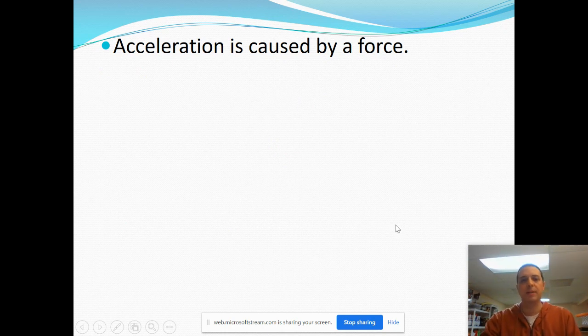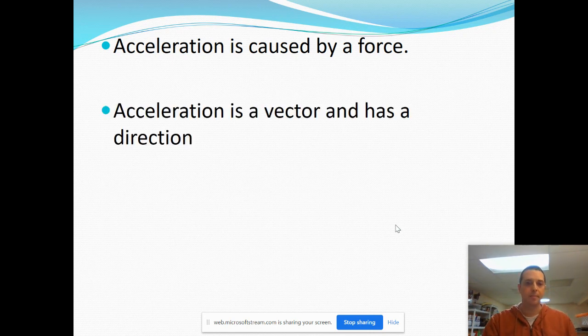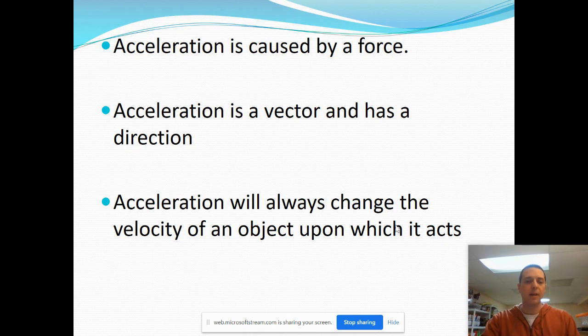When we talk about accelerations, objects are always accelerated by forces. Because they're caused by forces and because an acceleration has to have some direction, acceleration is a vector value. That means there's some direction associated with that acceleration. You have to accelerate in one direction or another. When we cause an object to undergo acceleration, the velocity of the object upon which it acts will always change. So accelerations change the motion of an object, and forces are the causes of acceleration.